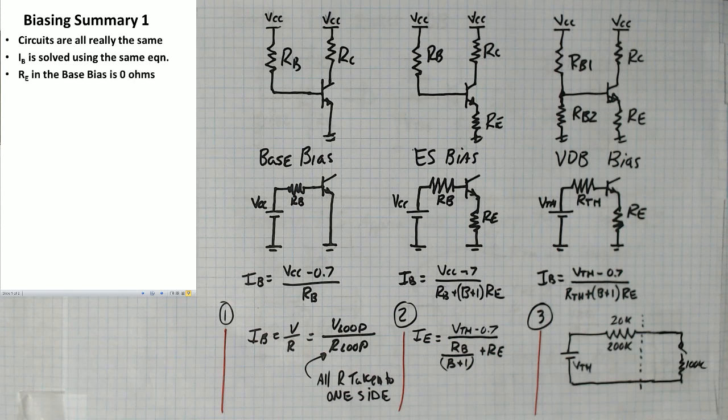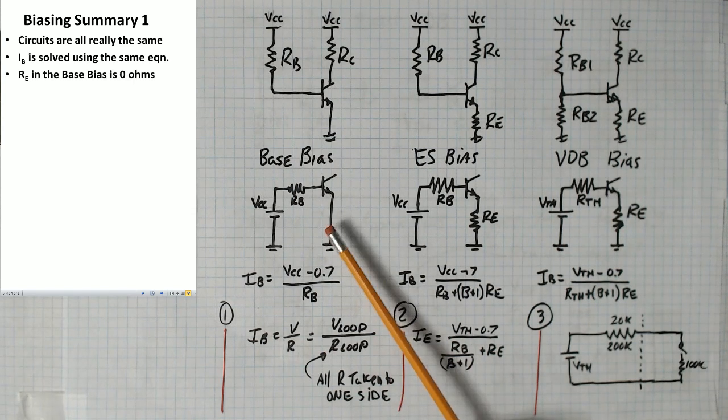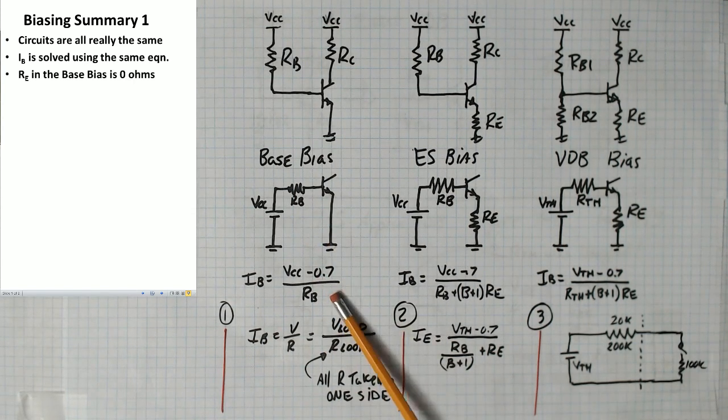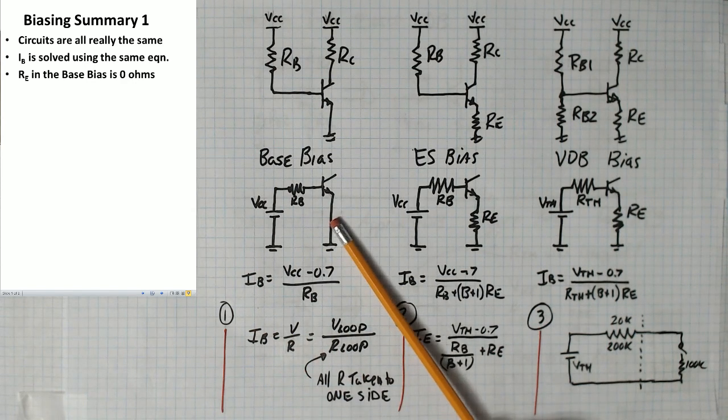Now you might say that on this one over here, I'm not right, because this one is a little different. There is no RE on the bottom. Well, what's happening in this one is there is an RE on the bottom. It's just 0 ohms because it's a short in the circuit. So that cancels this term on the bottom, leaving you with just this.